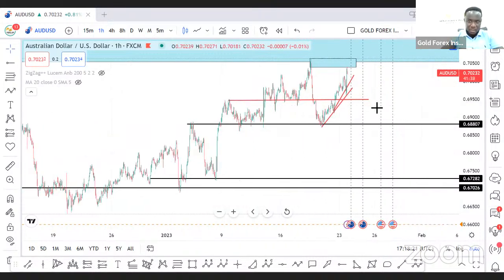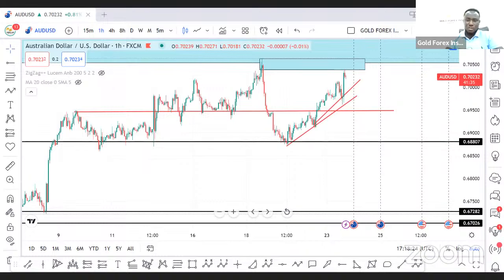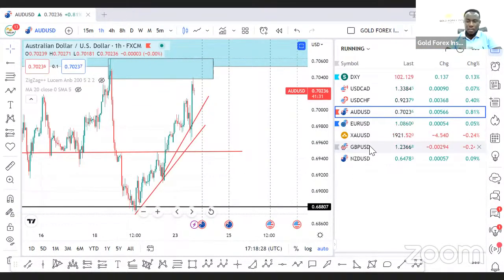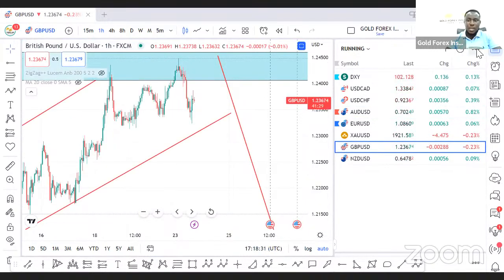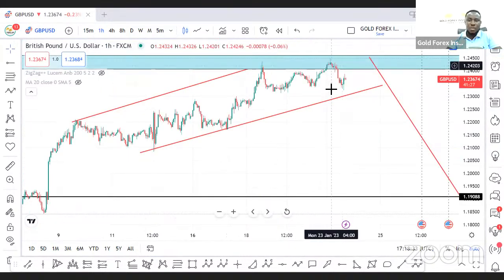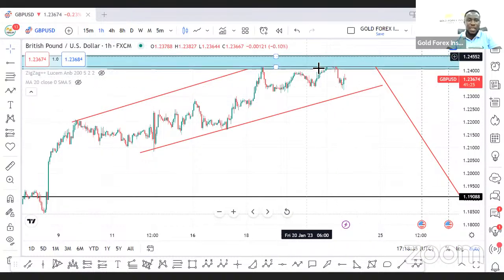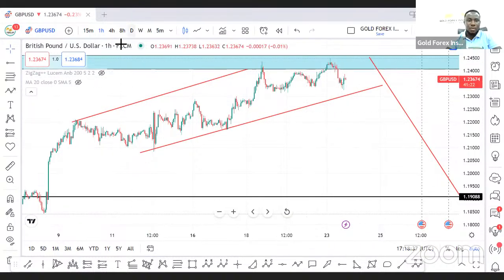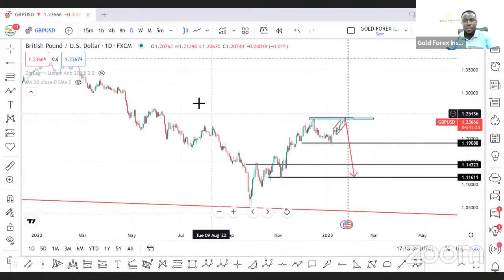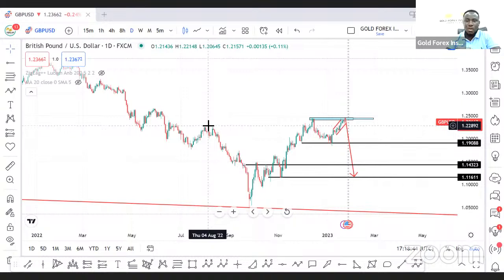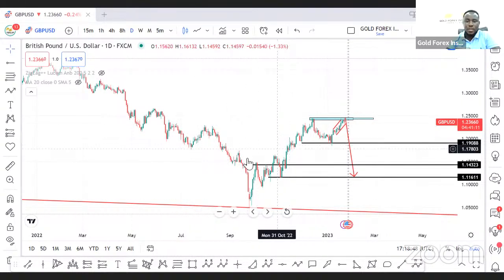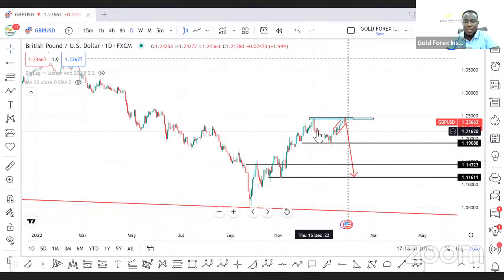So this is what I'm expecting for AUD USD, pound USD. Now, pound USD, we caught the sell at the top over here. We caught the sell at the top over here. Now, this one, there was also an imbalance over here. There was an imbalance and it went to fill the imbalance.